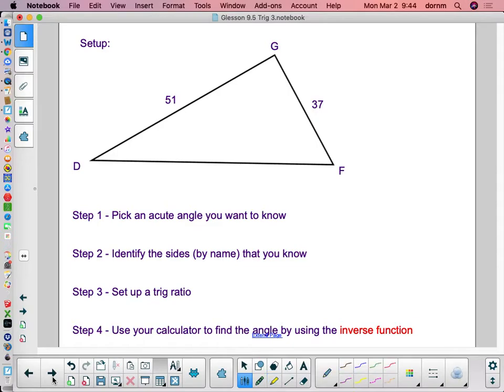So step 1, we got to pick the angle we want to work with, okay? Because right now I could work with any of my acute angles. Again, we're only working with right triangles. My right angle is up there. We are not going to work with that. It's one of the 2 acute angles, and you need to pick which one. Why? Because if you don't pick an angle, you don't have a perspective. You don't know which side is which. So you got to pick an angle. Which angle would you like to pick? D or F? F. F it is.